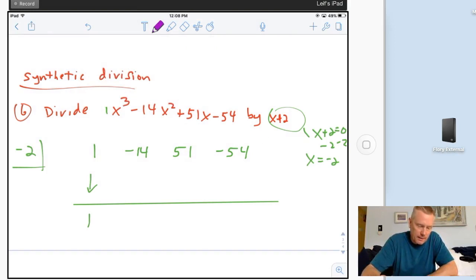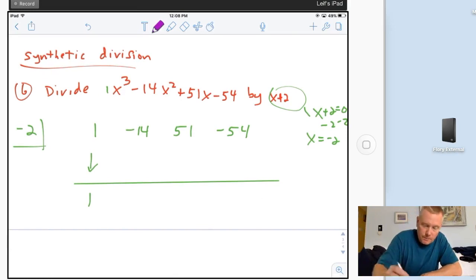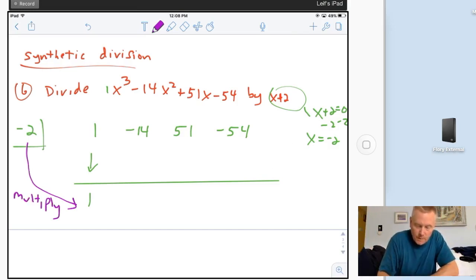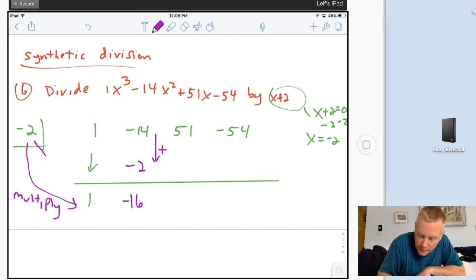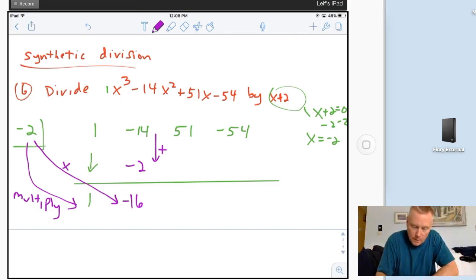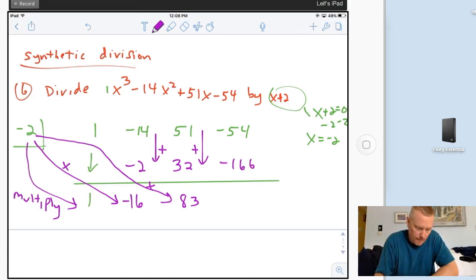It's all about multiplying and adding, okay? So in order for me to divide this, first I'm going to multiply. I'm going to take the negative 2 and multiply. Negative 2 times 1 is negative 2. And then you add straight down, okay? Negative 14 plus negative 2 is negative 16. And then I multiply that negative 2 times the negative 16 again. Negative times negative is positive. Gives me 32. And then I can add straight down again. It's multiply, add, multiply, add. When I add those two together, I get 83. And then I'm multiplying again. Negative 2 times 83 is negative 166. And then you can add those together. And I get negative 220. This is the remainder, okay?